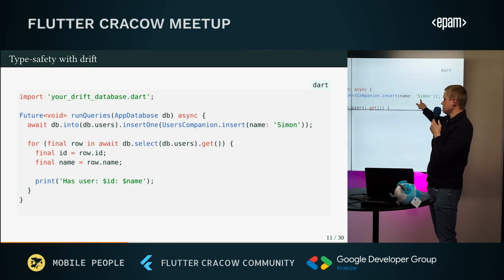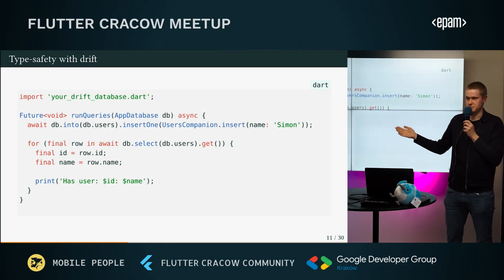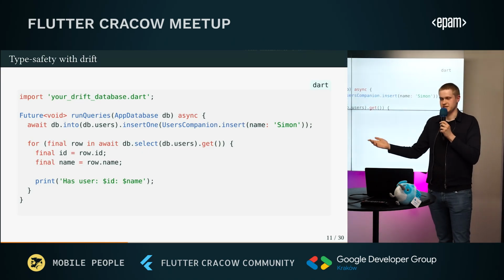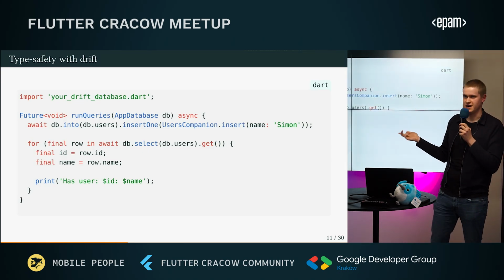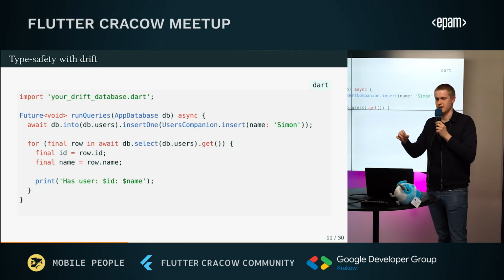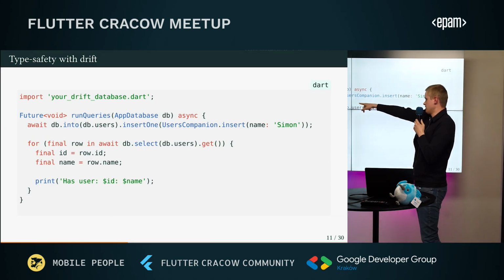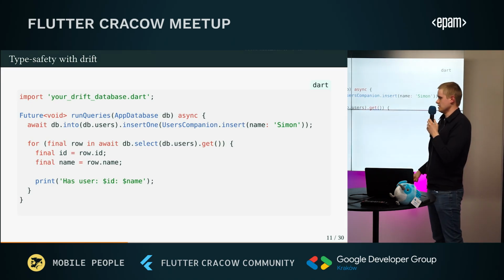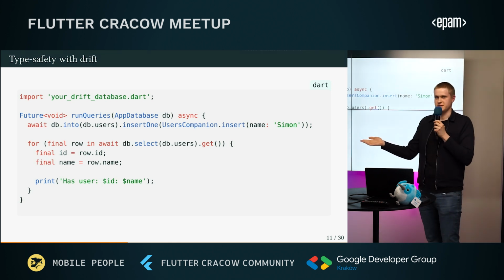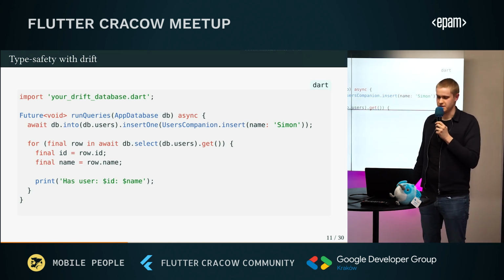That means that if I forgot about this name column or if I misspelled the parameter, then obviously, because it's generated code, I would get a compile time error from Dart, right? It would just say, hey, you forgot about this column. At the same time, if I misspelled the users table, I would get a compile time error because the getter doesn't exist. It's just this one users getter here.